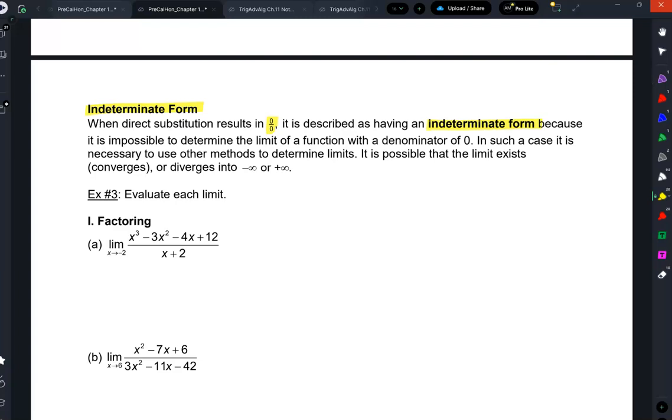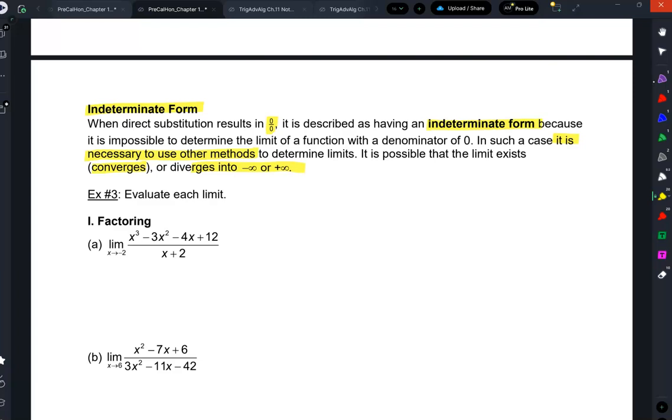So it is necessary to use other methods to determine the limit, and it could be that the limit exists, which is the same as converges, or it might diverge into negative or positive infinity. Do you see how the words keep coming back, right? Like the higher up you go in math, the more it's like math nirvana, where everything is related to each other, right? Okay, all right.